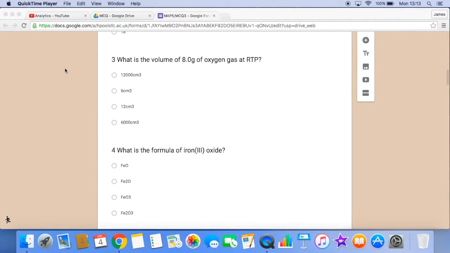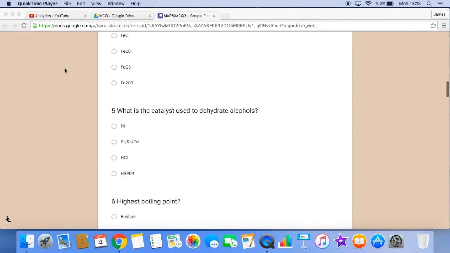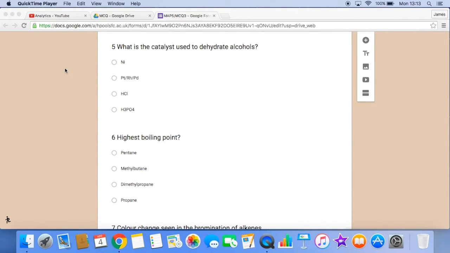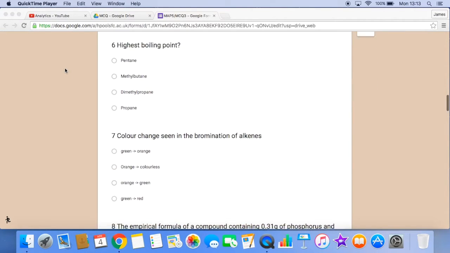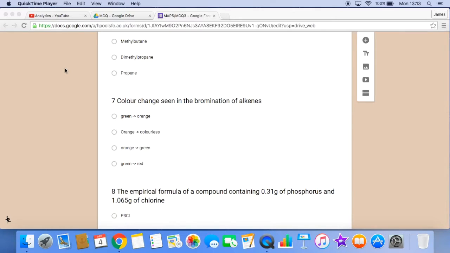Number 3, what is the volume of 8.0 grams of oxygen at RTP? Number 4, what is the formula of iron(III) oxide? Number 5, what's the catalyst used to dehydrate alcohols? Number 6, which has the highest boiling point? Number 7, what's the colour change seen in the bromination of alkenes?